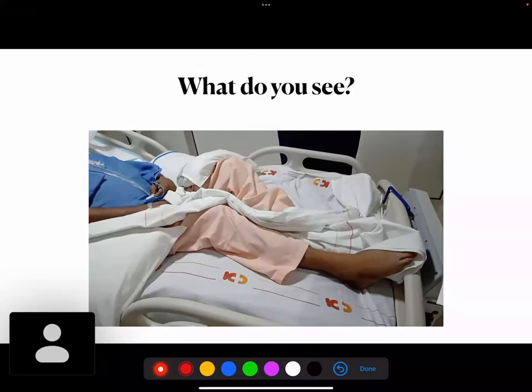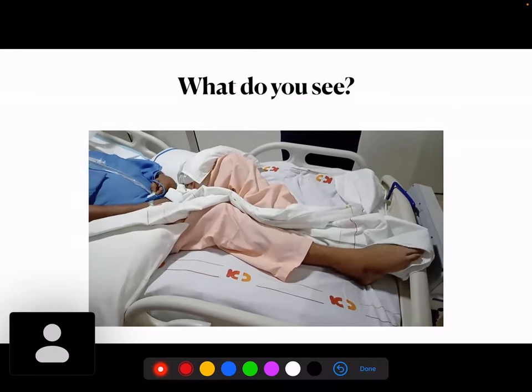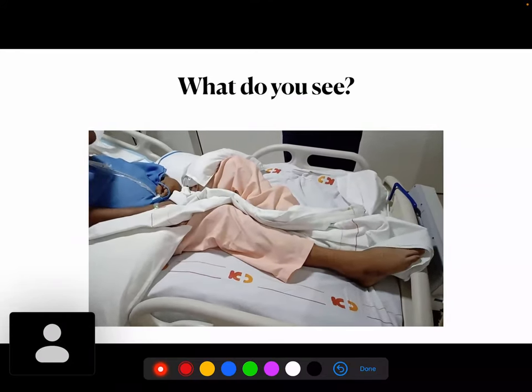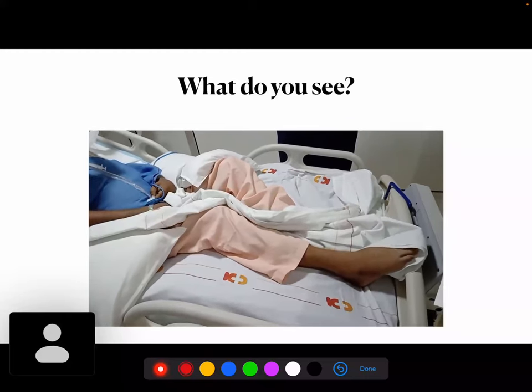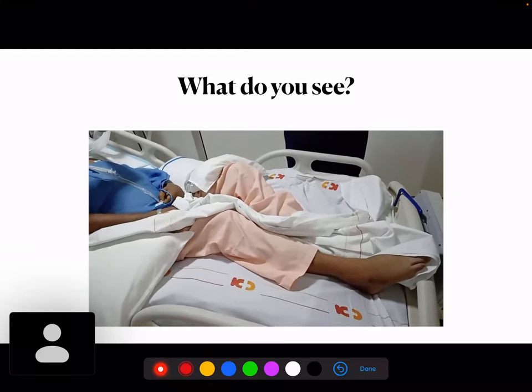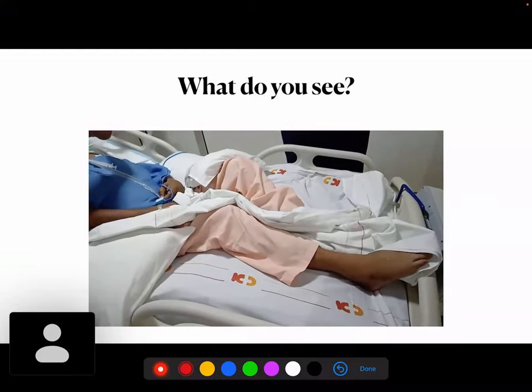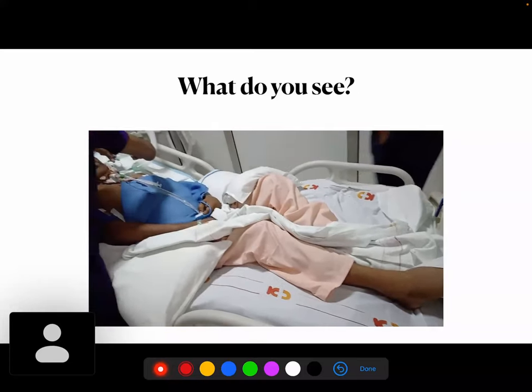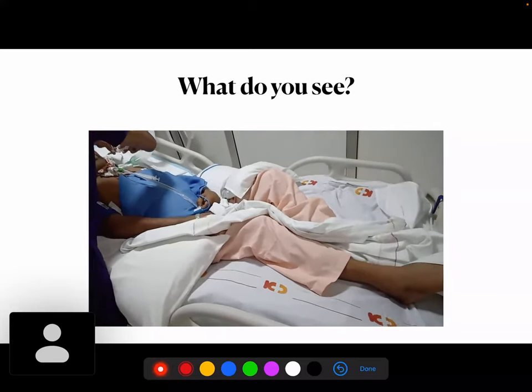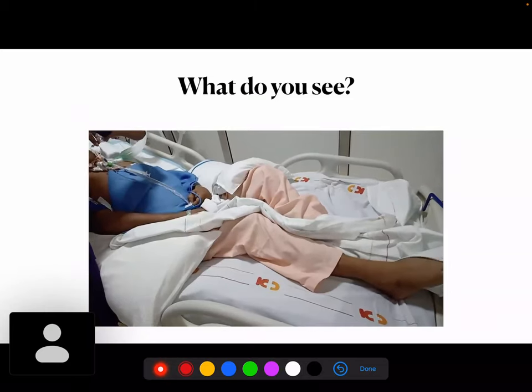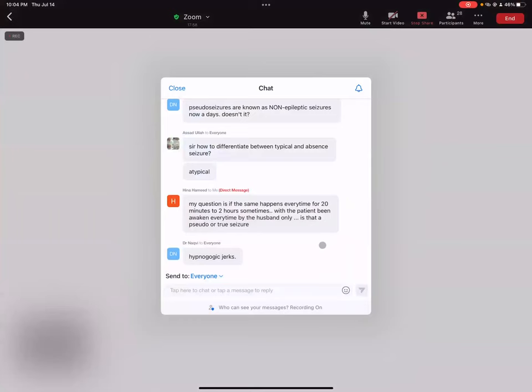What do you see in this video? Something is happening to the leg. Look at the other leg. Okay. Is it one leg? Is it two legs? So is it generalized seizures or is it focal seizure?